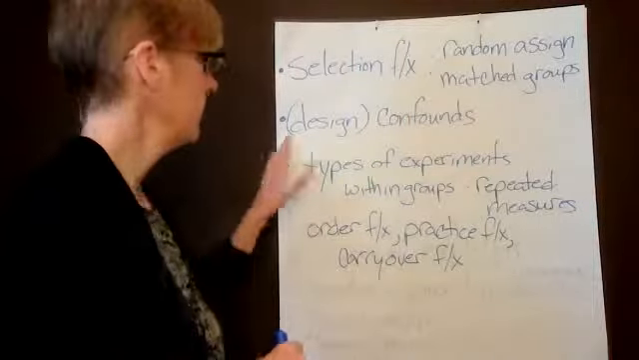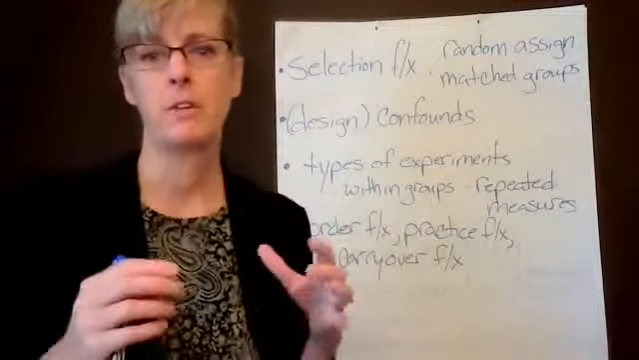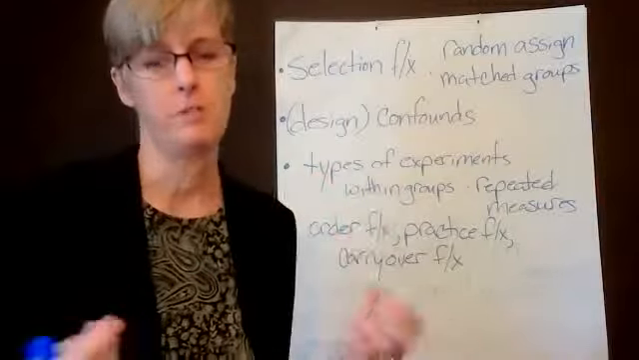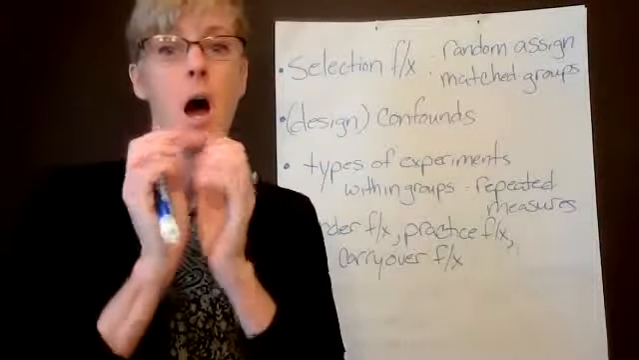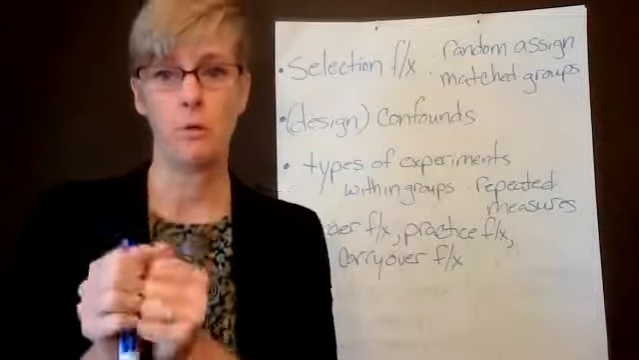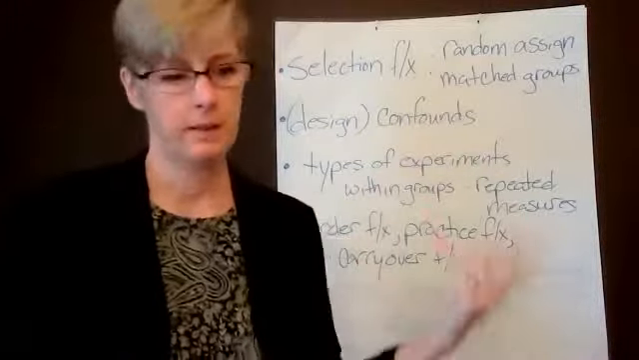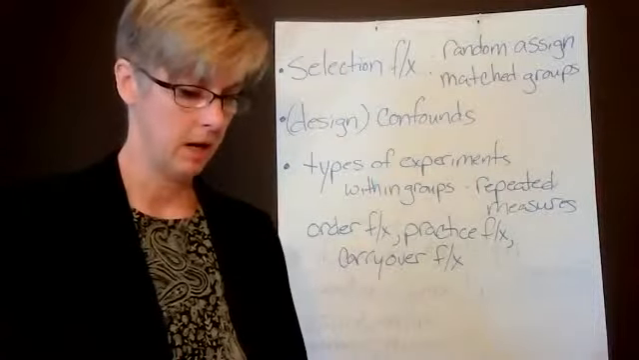All right, we also talked about design confounds. This is usually just called confounds, and that's when, again, something other than the independent variable is also different between your groups, like the kind of pasta we served in those bowls, for example.